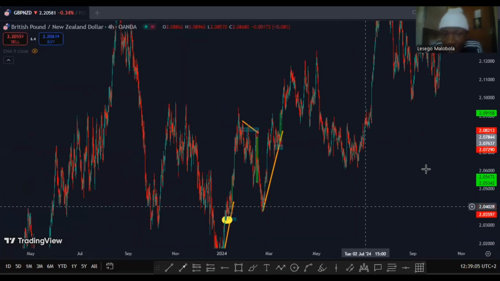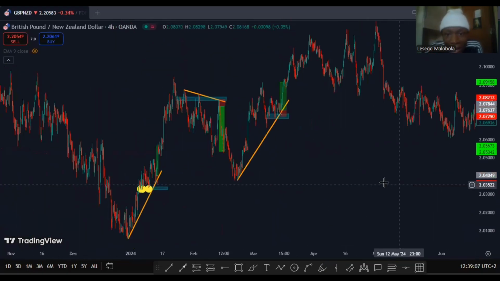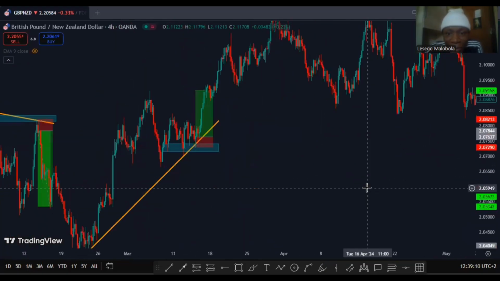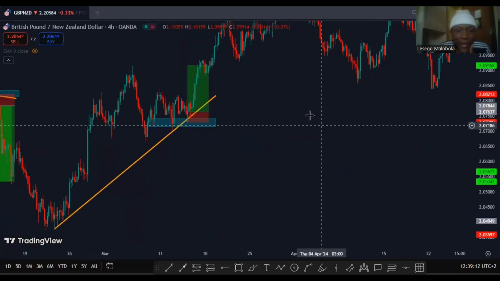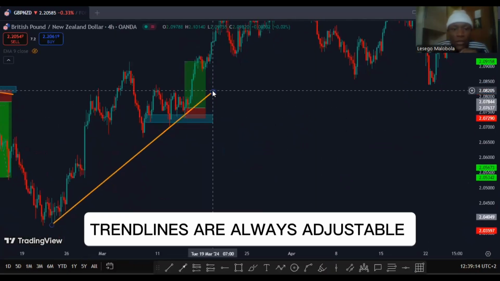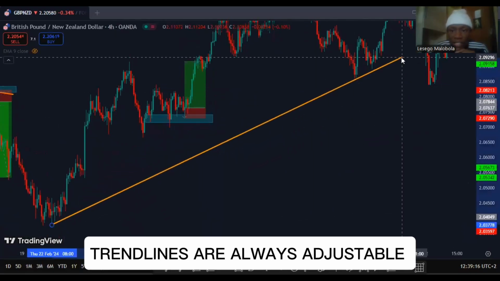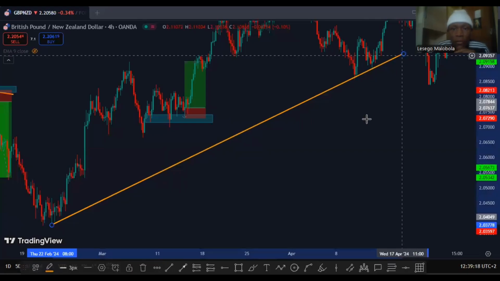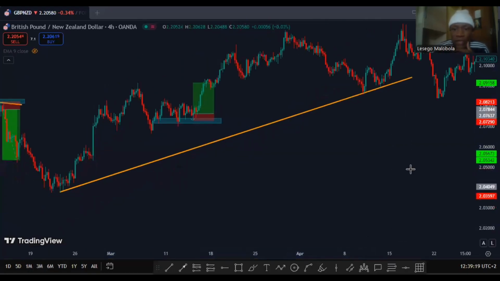Hey, now it seems like I'm backtesting the whole pair for you guys now. So okay, remember what I said guys, trend lines are always adjustable, right? So if we were to adjust our trend line from here to there, we can clearly see that we do have a nice market structure.